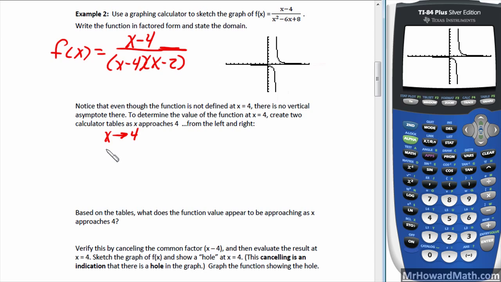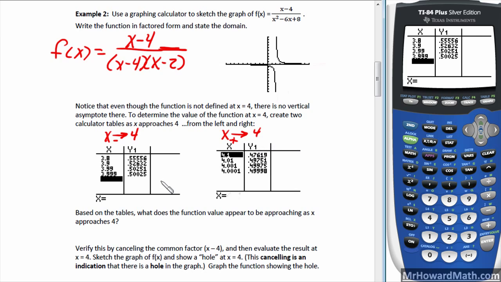Alright, so let's do that with the calculator. Alright, so I've created these two tables as x approaches 4 from the left. This little minus sign means we're coming from the left side, and this positive here means we're coming to 4 from the right side. So approaching 4, in other words 4.1, 4.01, getting closer and closer to 4 over here from the right side, and then closer and closer to 4 from the left side over here.